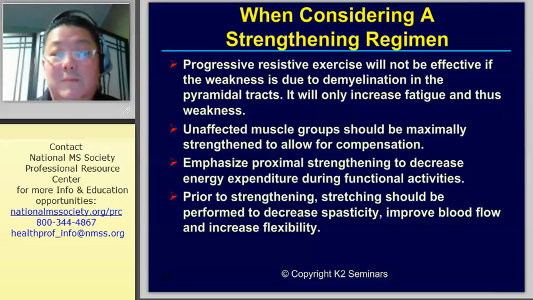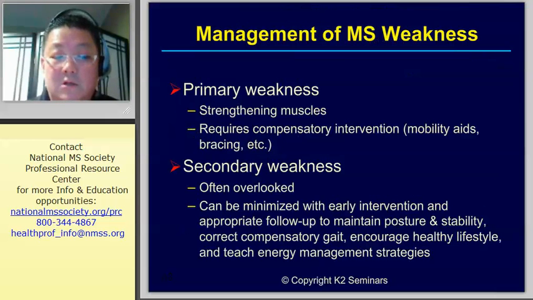So remember that muscles work in pairs. So dealing with that concentric versus eccentric function of each muscle, you need to deal with as well. You need to work with the antagonistic versus the agonistic muscles to get the outcome that you need for gait, get the outcome that you need for function. Emphasize proximal strengthening to decrease the energy expenditure. So core muscles, both in the upper trunk and the lower trunk, certainly need to be addressed, so you can get that ability to move the arm or the leg or even the trunk in transfers. Prior to strengthening, stretching should be performed to decrease spasticity, improve blood flow, and improve flexibility.